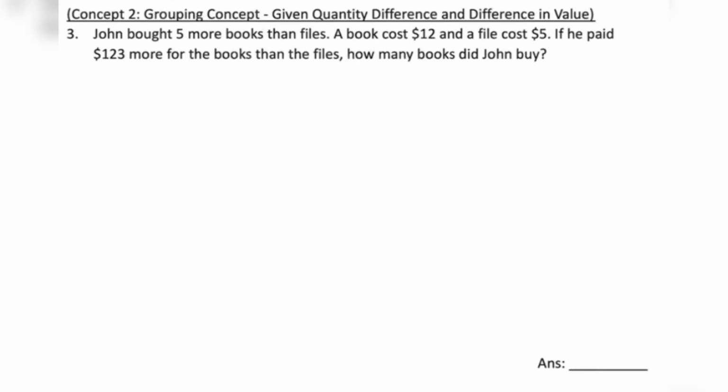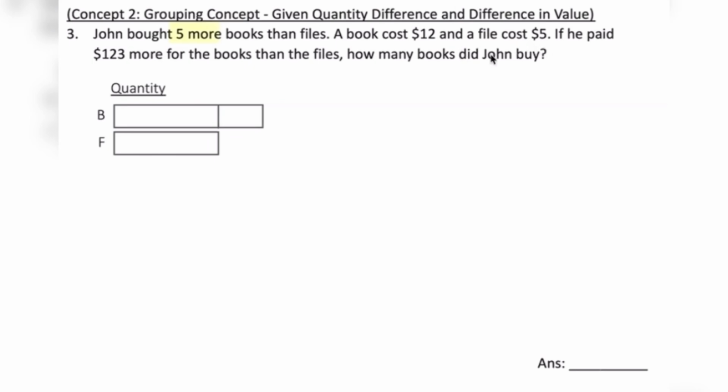John bought 5 more books than files. So again, more than, draw a model. So there are 5 more books than files. A book costs $12 and a file costs $5. I'm going to remove the extra 5 books here.